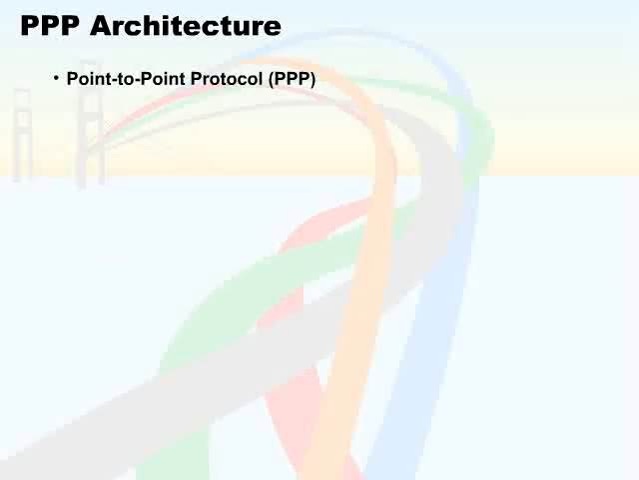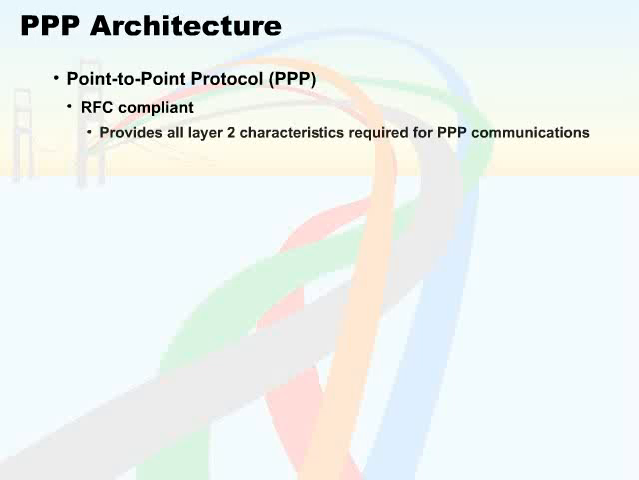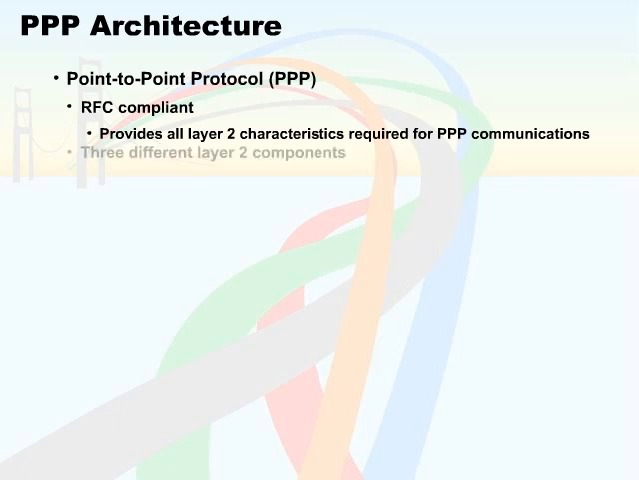When you look at the PPP architecture, it is actually quite simple. It's an RFC-compliant element, and it must be implemented as such. The point-to-point protocol actually provides all of the Layer 2 characteristics that are required for point-to-point data communications, whether synchronous or asynchronous, and it is actually split into three different components inside of Layer 2.